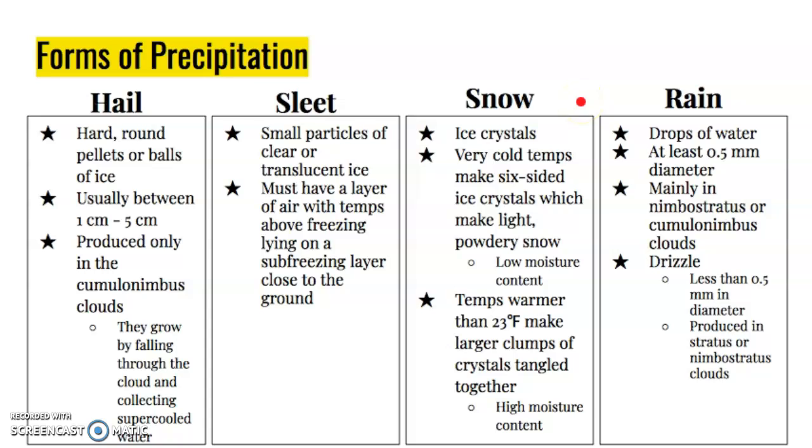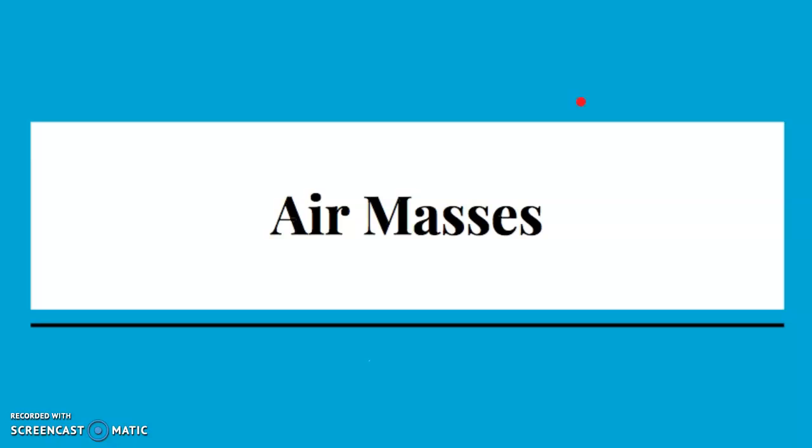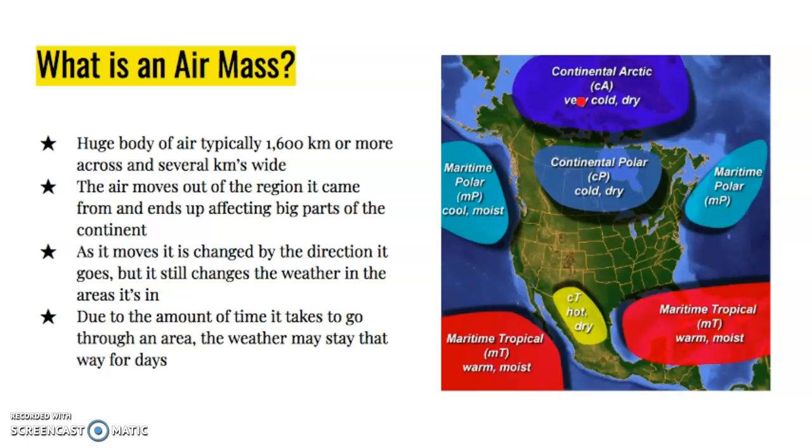So those are your 4 forms of precipitation. Now let's talk about air masses. What are air masses? The different kinds, and what are they made of? So an air mass is a huge body of air, and that air is typically 1,600 kilometers or more across and several kilometers wide. So that's a very big area to cover.